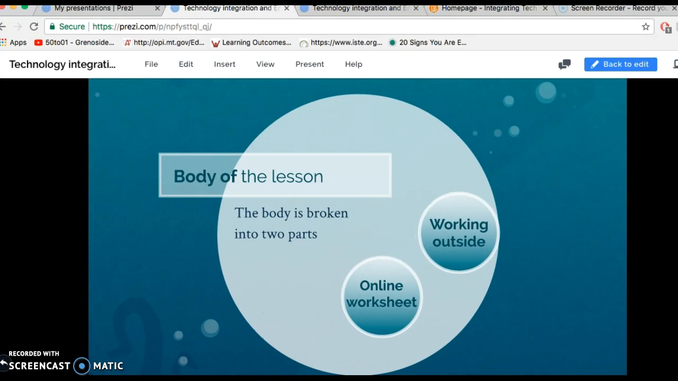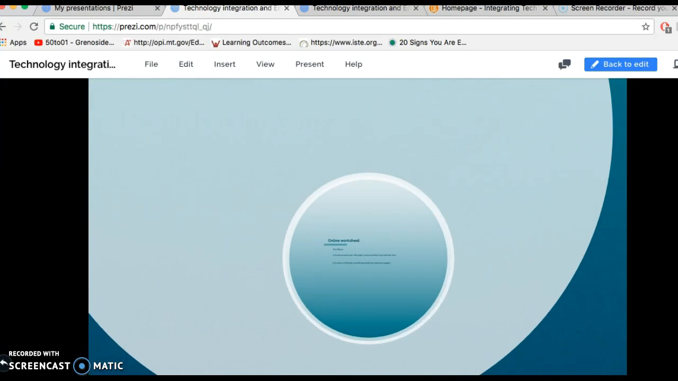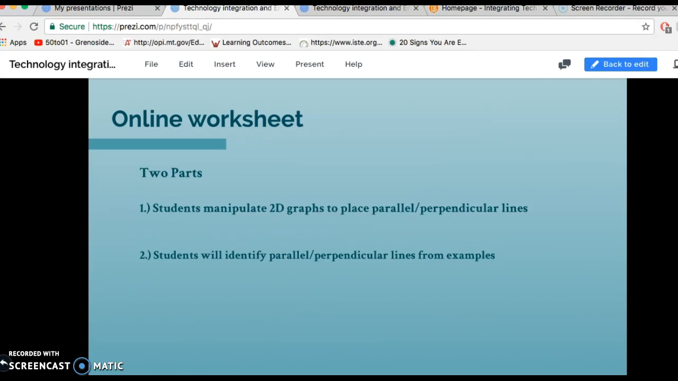The body of the lesson is broken into two parts, an online worksheet and working outside with the students. For the online worksheet, they will first be asked to look at 3D graphs that have lines on them and drag and drop other lines that are either perpendicular or parallel to the existing lines. These lines will illuminate and change color once they're placed in the correct location. Next, students will be given pairs of lines and asked to identify if their relationship is perpendicular or parallel.